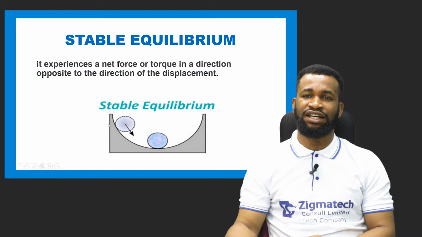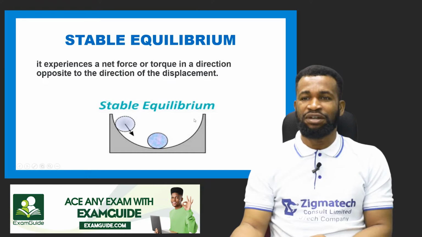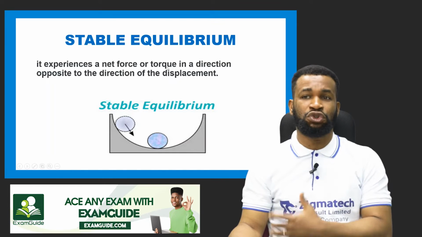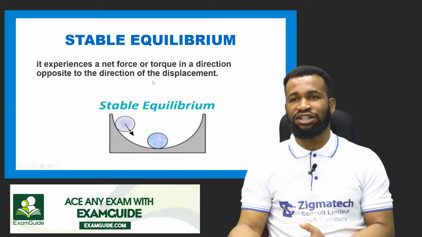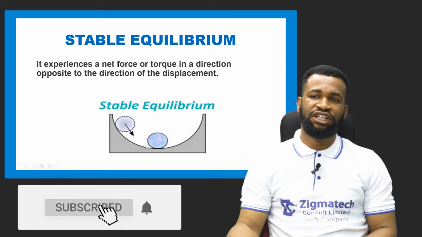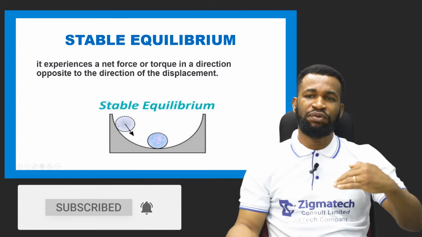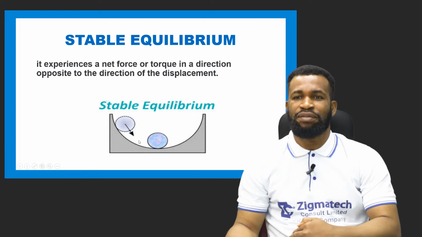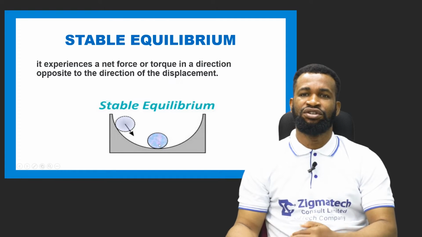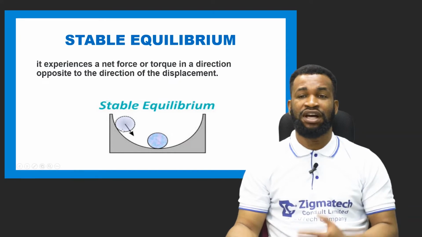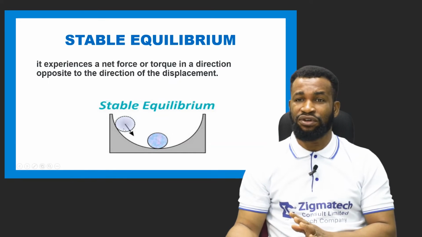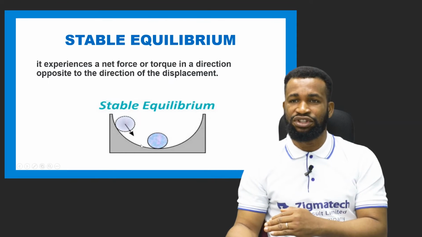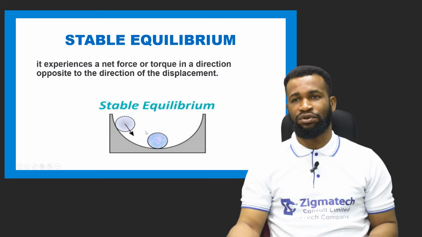If you put this in a semi-spherical object or shape, it experiences a net force or torque in a direction opposite to the direction of the displacement. That means if I push this ball towards this direction, there will be an opposite force, or should I call it a restoring force, that will bring it back to the center of this place. So we say that the body is in a stable equilibrium. However, on this stable equilibrium, you have to consider that when you push it, it will come back to its original position even at this point, which is called a spherical shape or object.